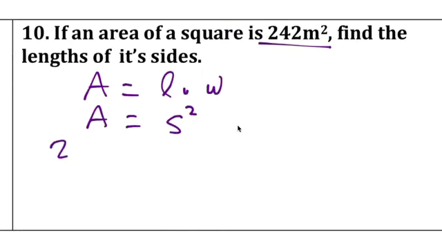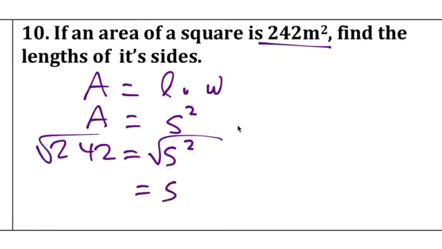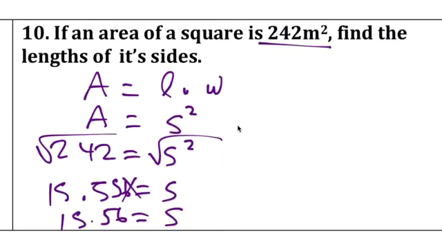So 242 equals side squared. To find s, you take the square root. Square root of 242 is not a perfect square. It is 15.556. So that's a 6. So one of the sides is 15.56, about. And this is meters.